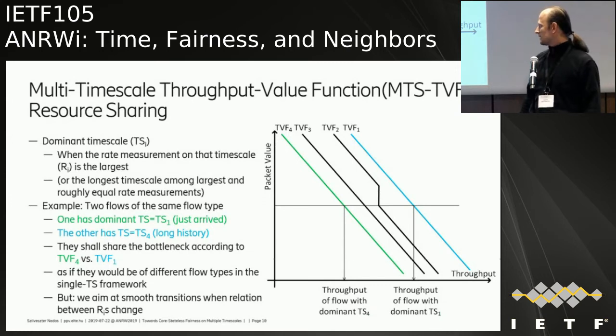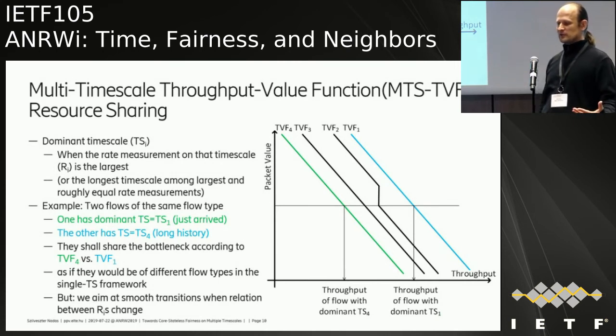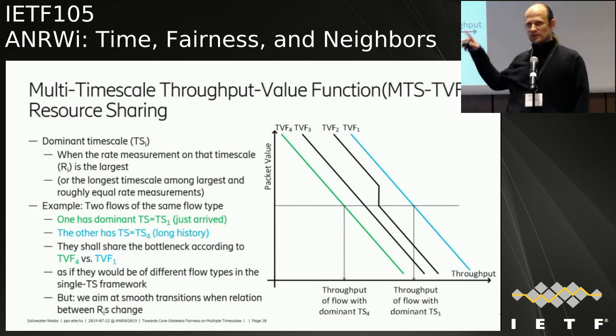So if you look at it, the new flow is the blue one. It should have a much higher throughput share than the old flow, the green one. But we also aim for smooth transitions when the relation between the rates changes. So if there is an oscillation in which is the dominant timescale, we don't want to have an oscillation in the resource sharing.